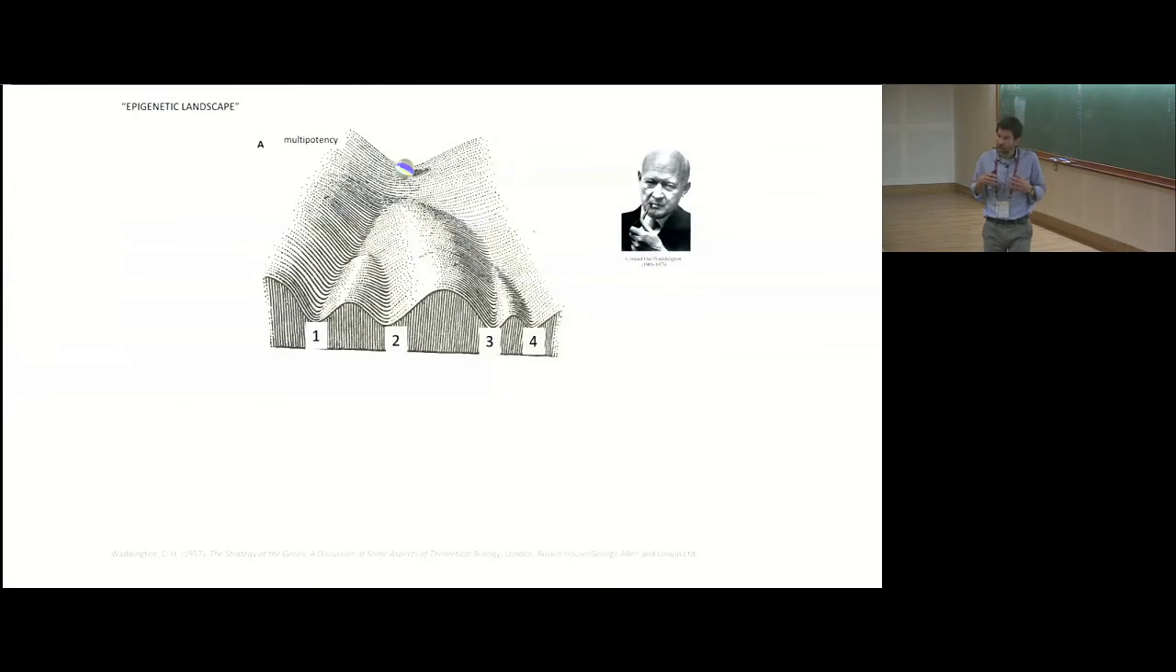Therefore, through development, cells, as they divide, seem to be making decisions on where to go in a potential landscape, right? So that's a very old concept. It's a metaphor that was coined by Conrad Waddington, who was an extremely creative scientist. So this is a way of seeing development.